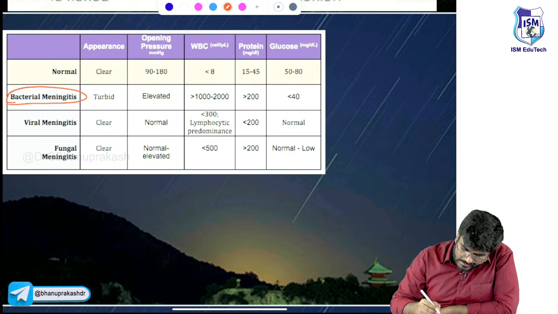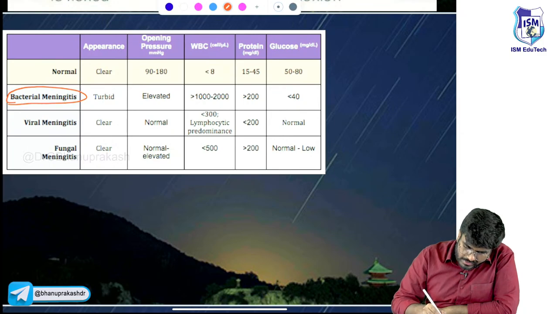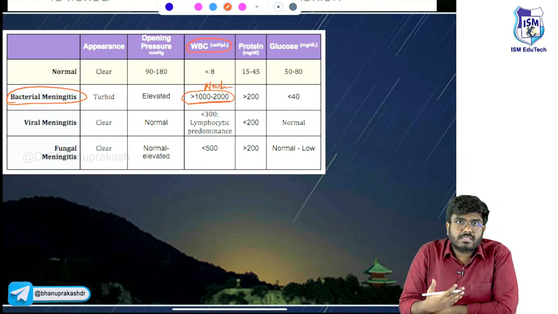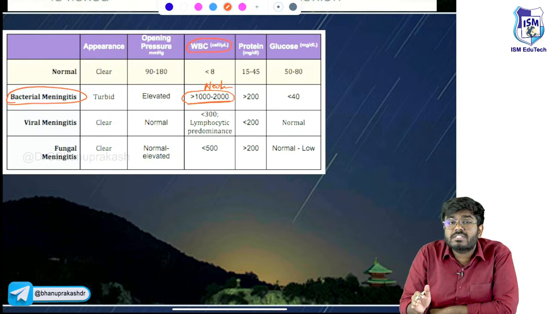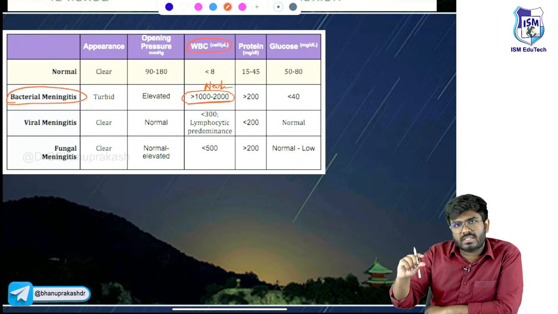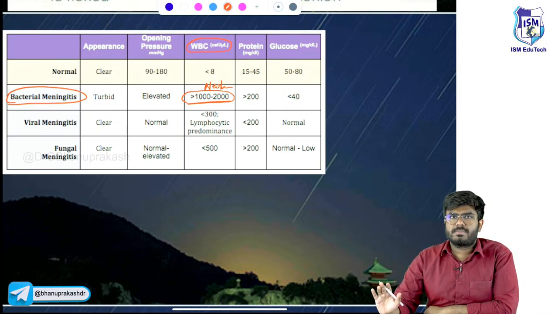If it is bacterial meningitis, what happens in the CSF is the WBC count will be increased. The WBC count will be in the range of 1000 to 2000, more WBCs, especially neutrophils. Lots and lots of neutrophils. If it is bacterial meningitis, the number of neutrophils will increase in the cerebrospinal fluid. Now I make a lumbar puncture and get the CSF. If there are more neutrophils in the CSF, I can say it's bacterial meningitis.